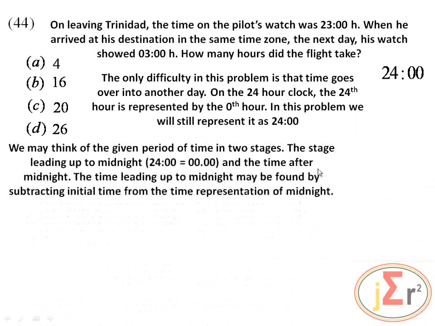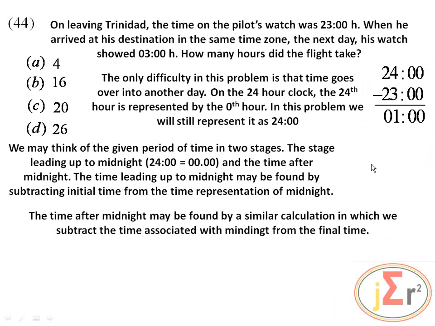There we have it. We may think of the given period of time in two stages: the stage leading up to midnight, which is up to 2400 hours, which is the same as 0 hours, and the time after midnight. The time leading up to midnight may be found by subtracting the initial time from the time representation of midnight. We are attempting to find the time up to midnight, so we are subtracting the initial time from the time representation of midnight. And we get 100 hours.